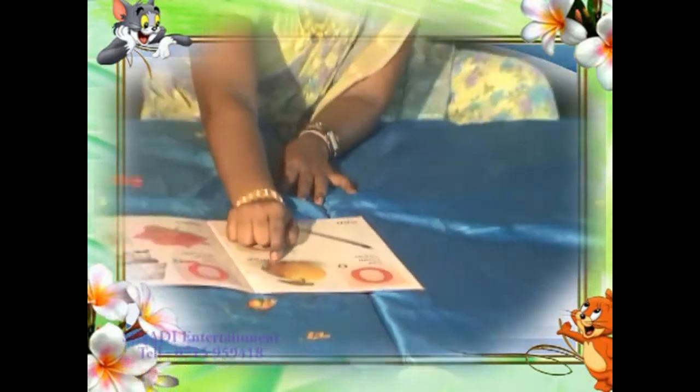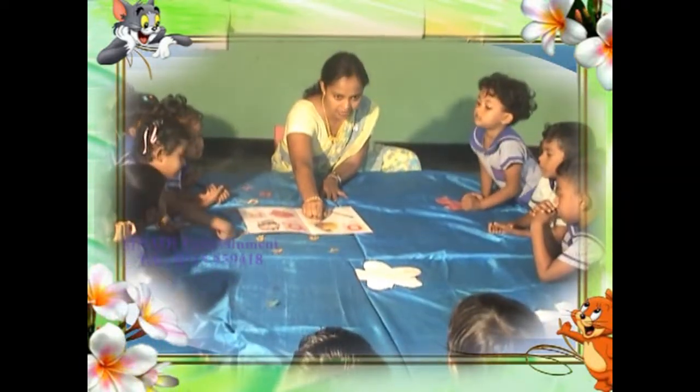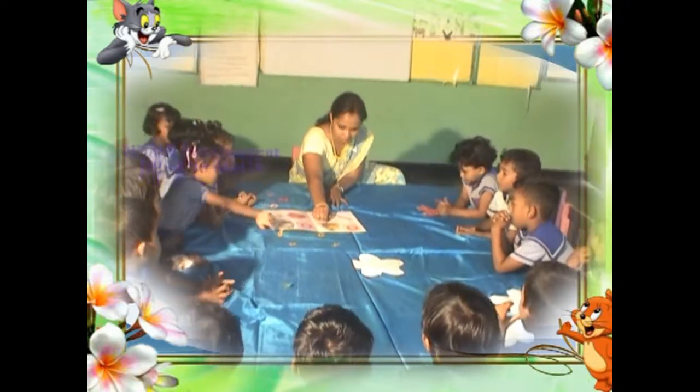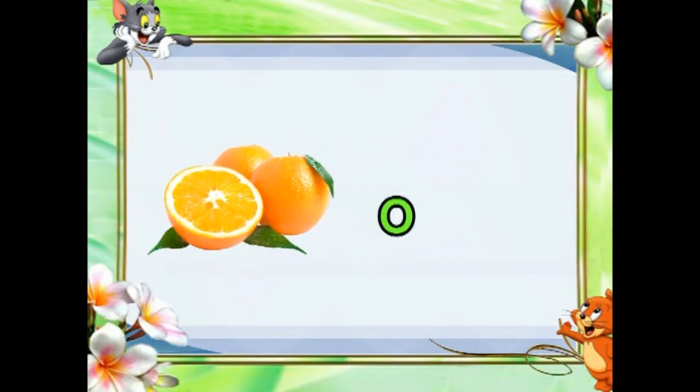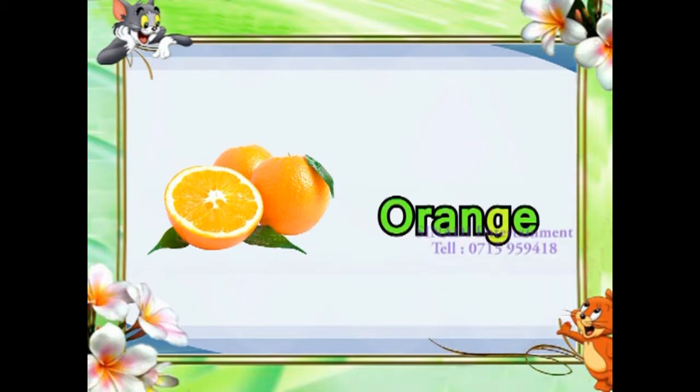O for orange. Orange kya ne monaad da? Dodang gediye. Orange. O R A N G E. Orange.